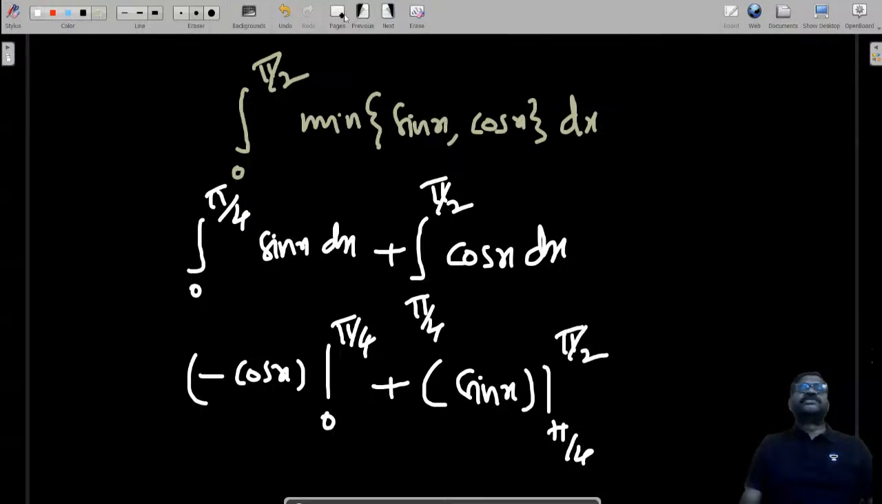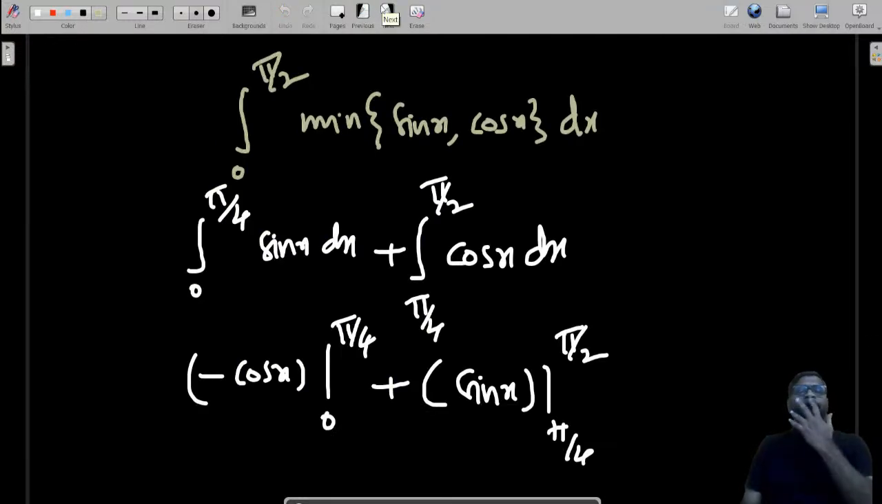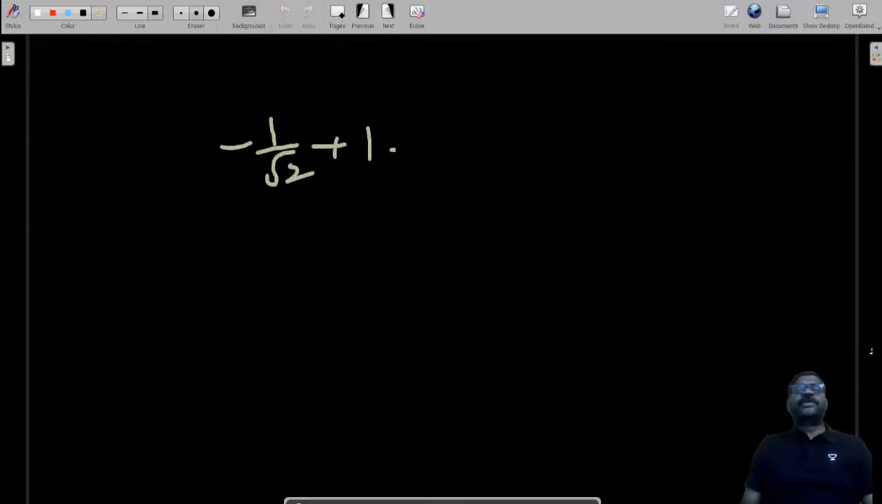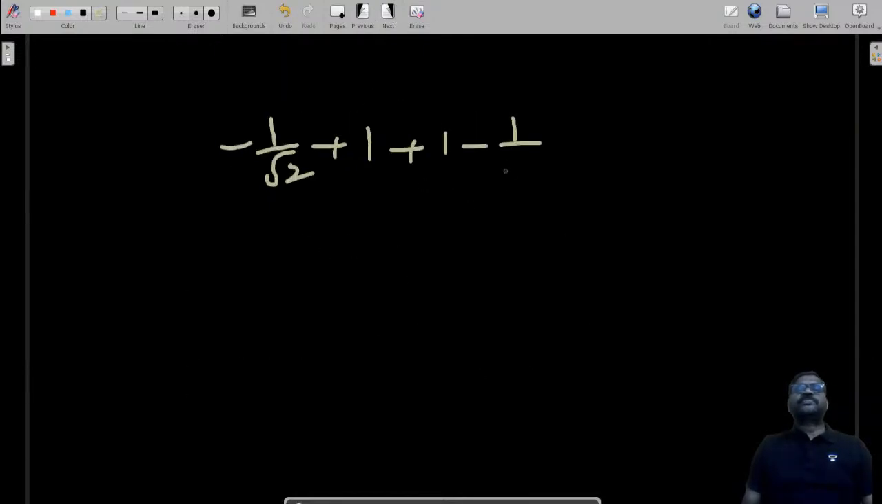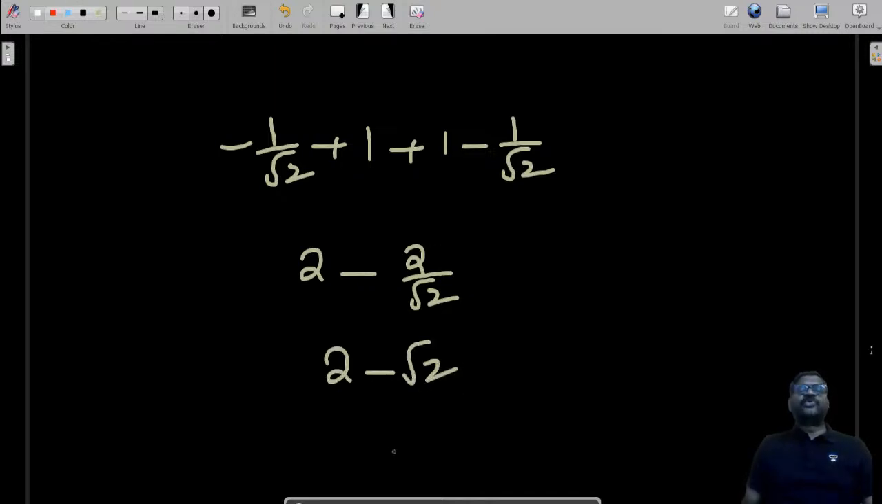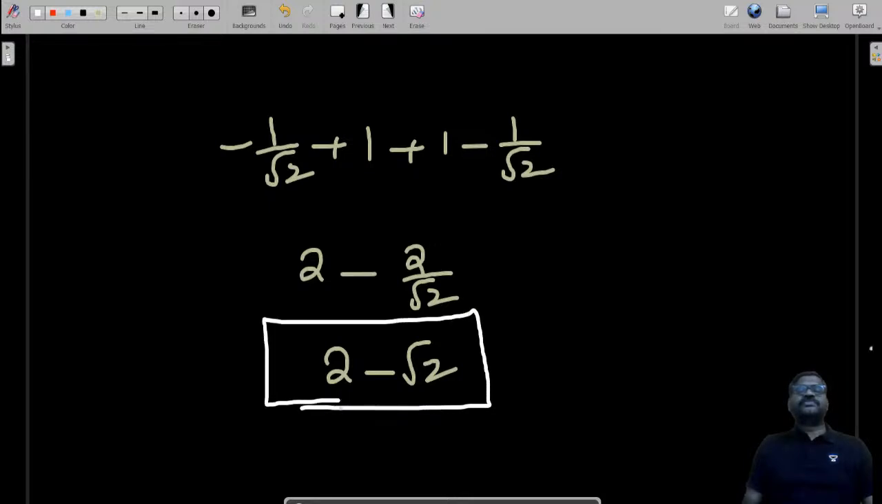Applying upper limit, minus cos pi by 4 plus cos 0. Sin pi by 2 is 1. Sin pi by 4 is 1 by root 2. That is 2 minus 2 by root 2. That is 2 minus root 2. Finally, it is 2 minus root 2.